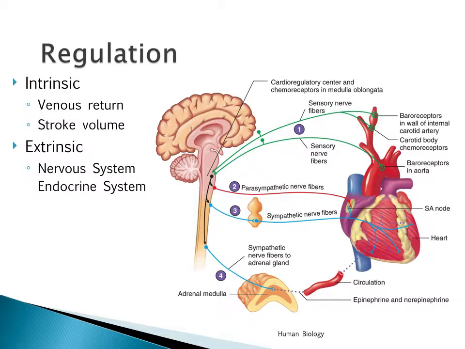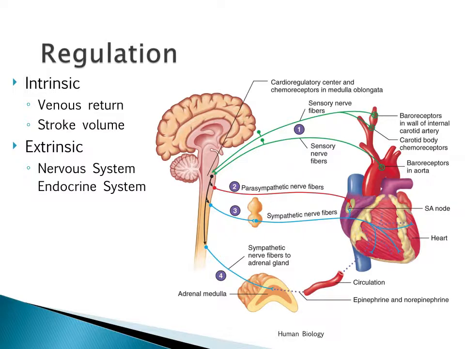If the heart is working really hard, that center can decide to send parasympathetic impulses right to the SA node, and that will cause the heart to slow down. Okay, these will release acetylcholine right at the heart, and the heart will slow down.